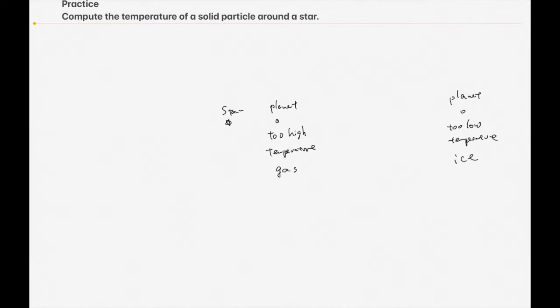There will be a region in which a planet keeps liquid water on the surface. There is some region. If the planet is here, there is liquid water. A planet can keep the liquid water on the surface. We call this region the habitable zone.